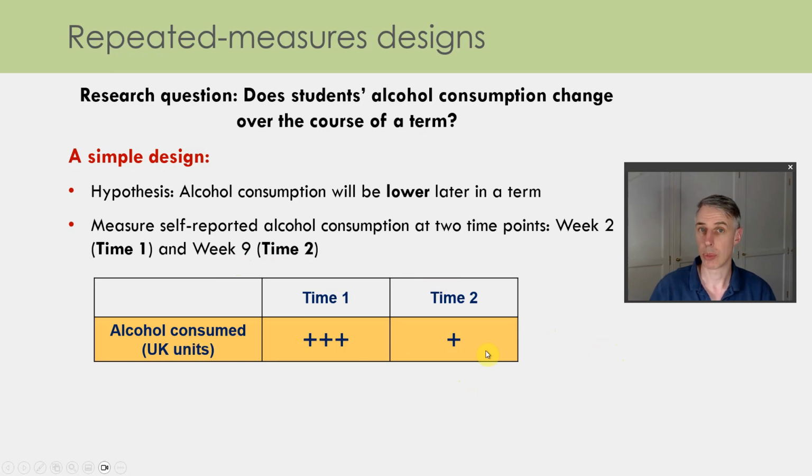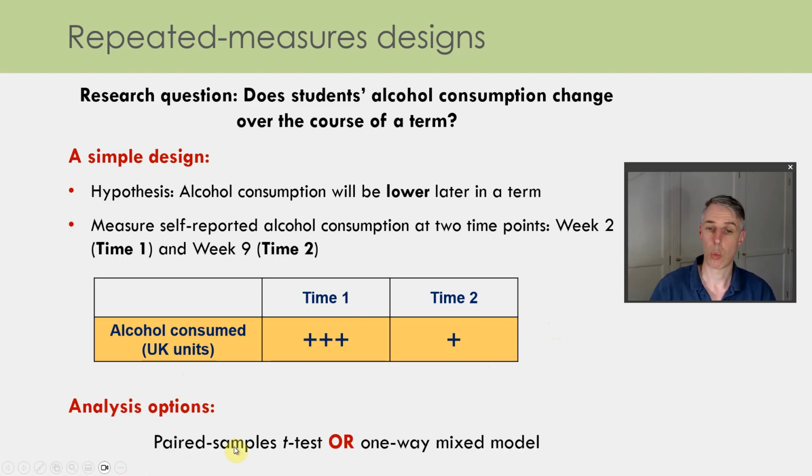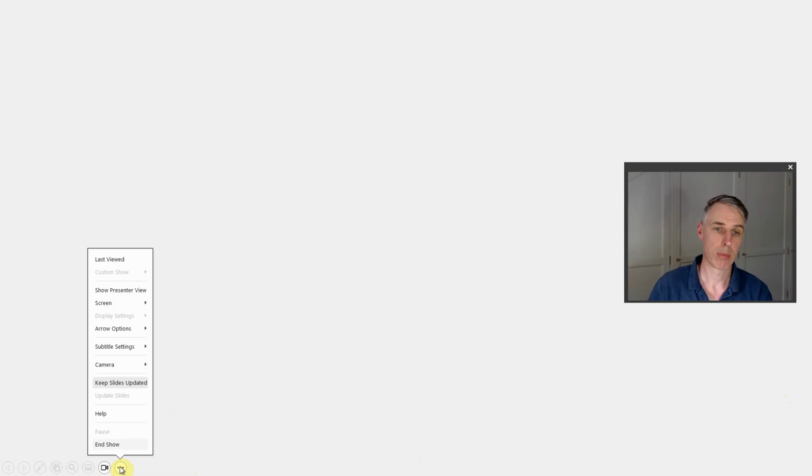And we can represent that prediction schematically. We have an outcome variable, alcohol consumption, measured in UK units, which is predicted to be higher at time 1 than it is at time 2. So our analysis options here might be, on the one hand, because we've only got two conditions, as it were, 2 levels, we could use a paired samples t-test or a one-way mixed model. Okay. So I'm going to show you how to set up a mixed model to test that in Jamovi.